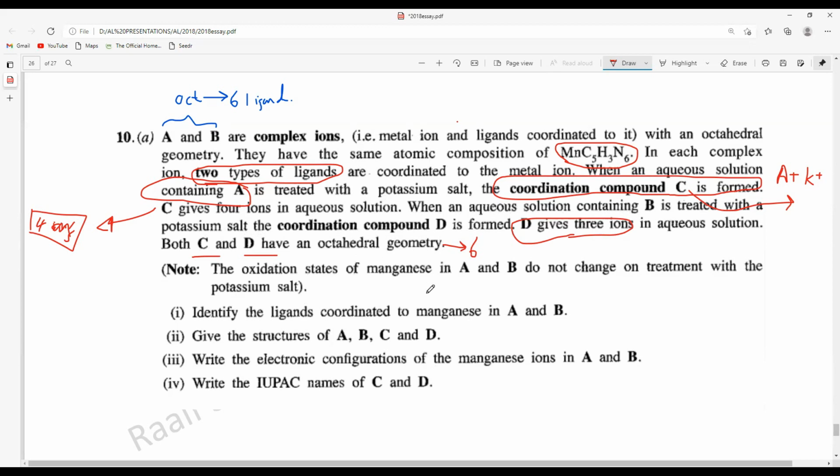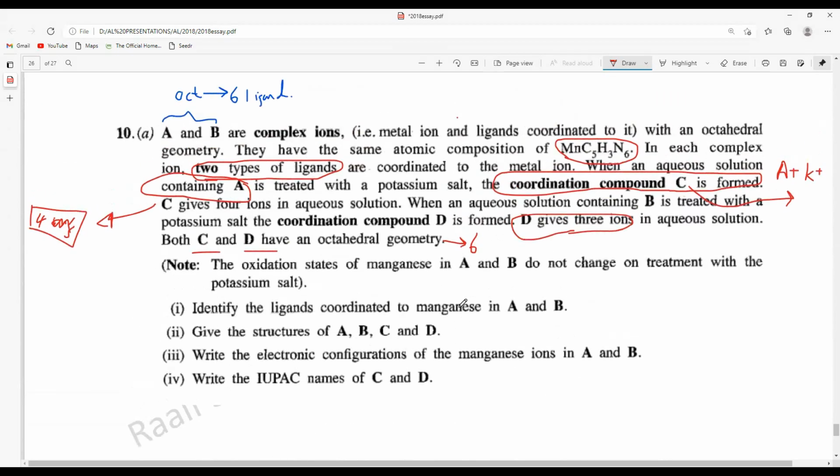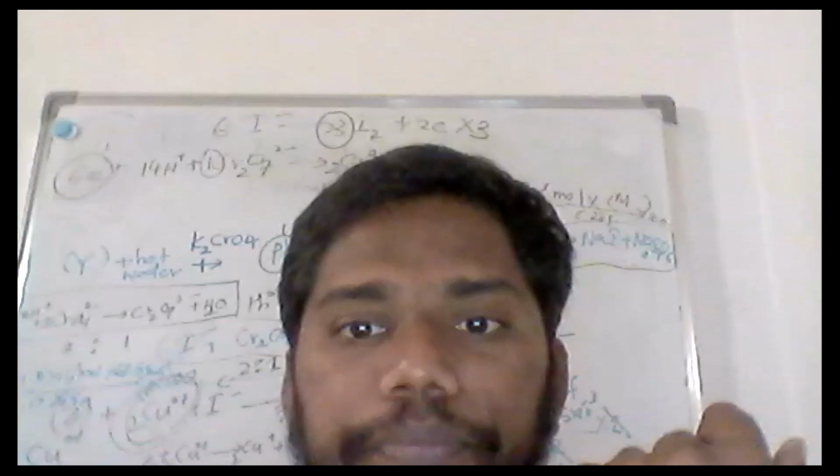The oxidation states of manganese in A and B do not change on treatment with the potassium salt. So it is very easy, right? We have to go through this again, so I will stop sharing and quickly use the board to explain the situation. That is part A, then we have the final part B. We will discuss this question very quickly without taking much time.